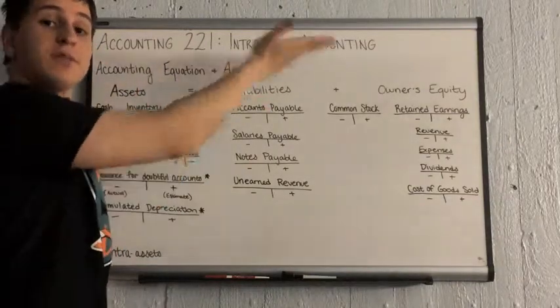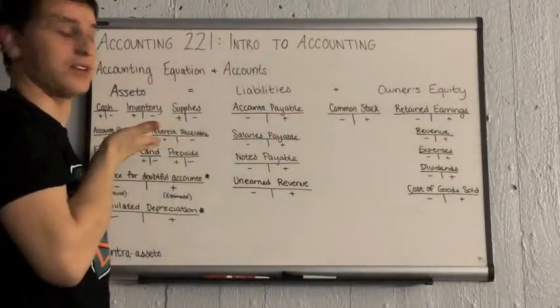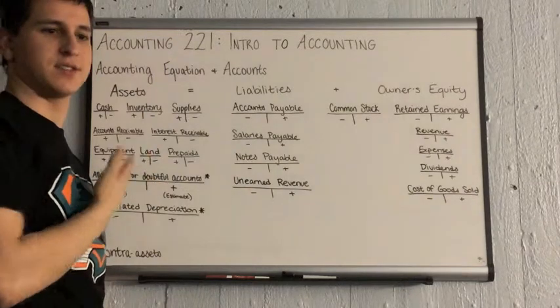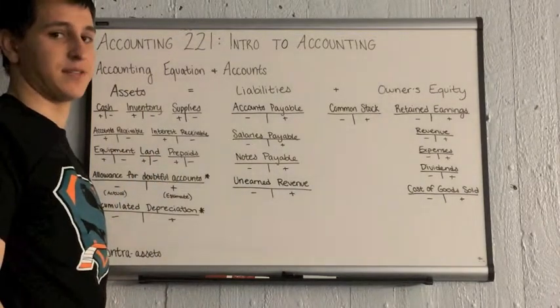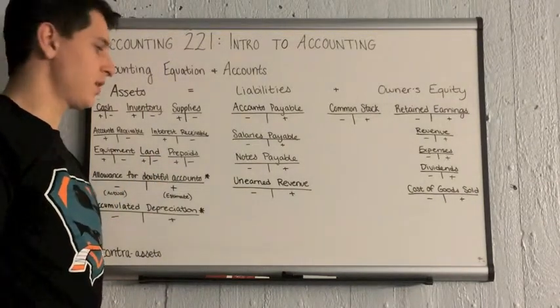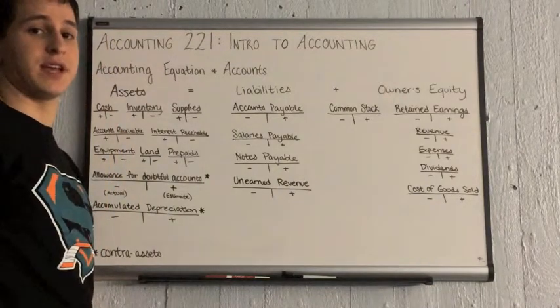Assets equals liabilities plus owner's equity. This is the accounting equation. Here are some assets. With most assets, you debit positive on the left, credit negative on the right. Cash, you debit cash when you take it in.